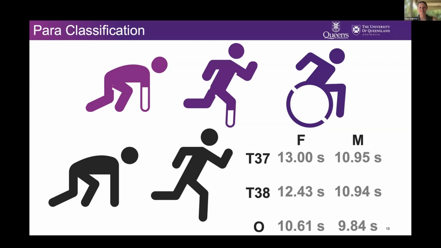And as I mentioned, there are these classification panels that have to make these decisions, and it's largely subjective in that there is still a protocol that has to be followed, but at the end of the day, it's up to the individuals in the panel to decide, well, we think they should go here.